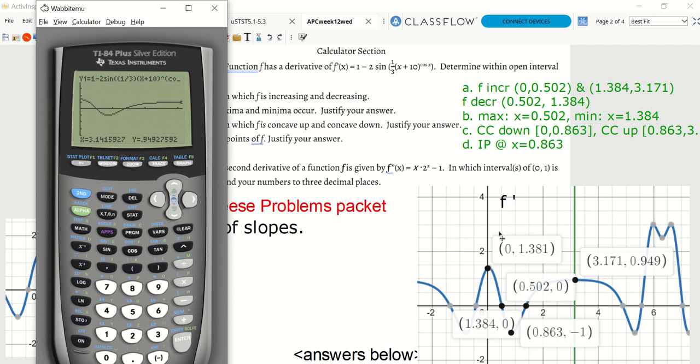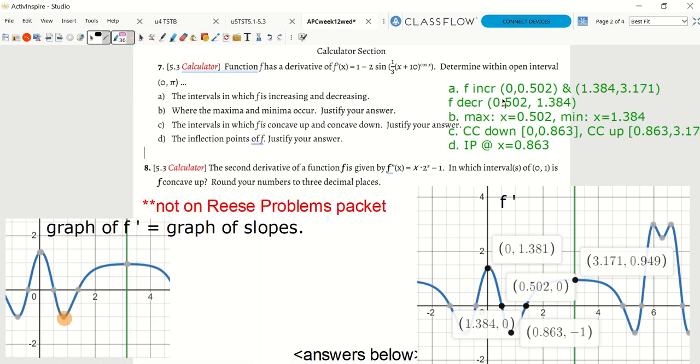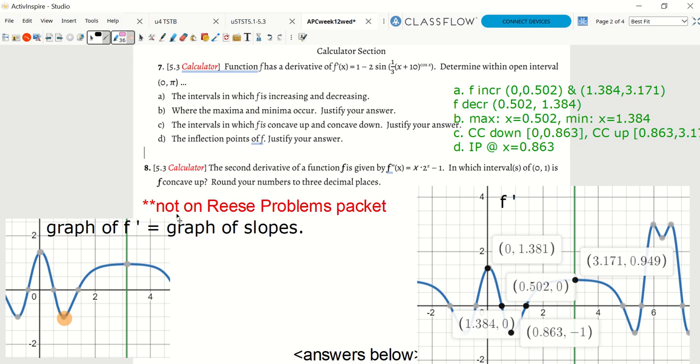Again, it's not a perfect match to decimals, but it's close enough. Okay, and just use those key points to determine what's going on over here. Okay, and so these were your answers. Now let's look at number 8. The second derivative function is this.